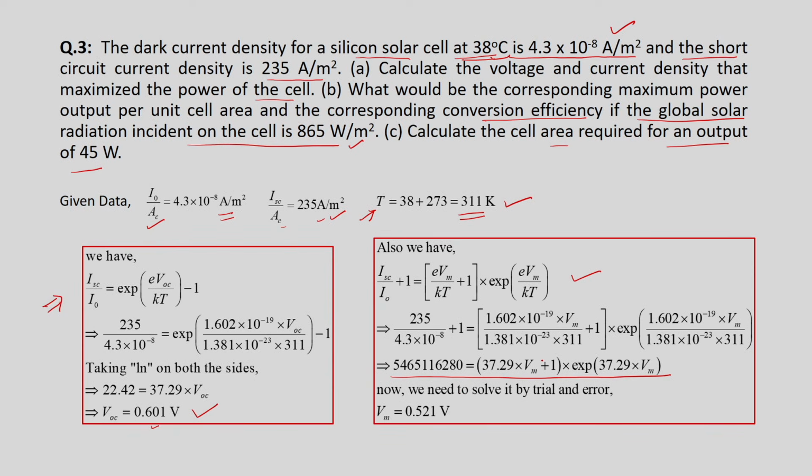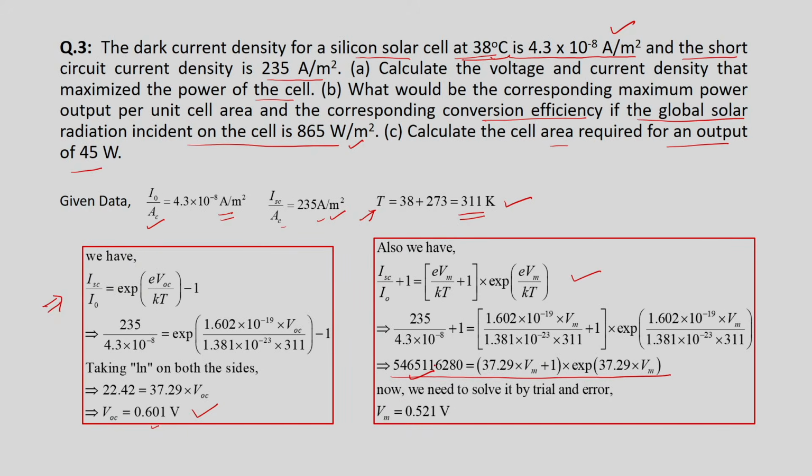That way we can decide the probable values of Vm. Maybe we can start with 0.5, then maybe 0.55. Then we can see which one is closer to these values, and finally decide the exact value of Vm which satisfies this equation. Once this equation is satisfied with the assumed Vm, we can get Vm. So this Vm will be 0.521 volt for this case.